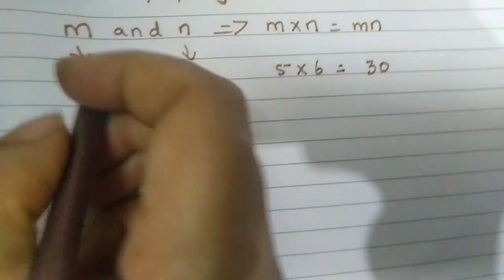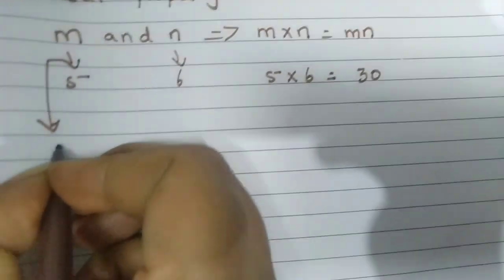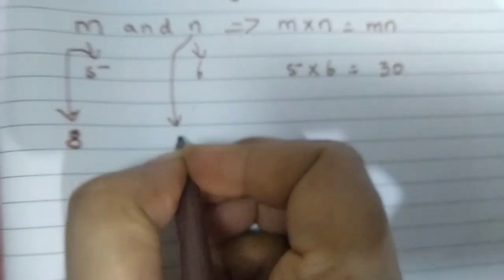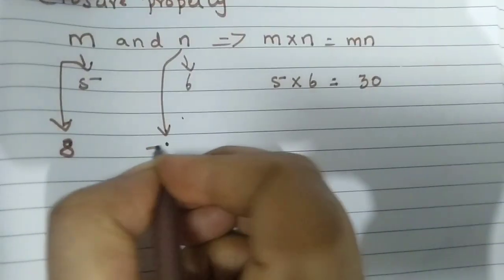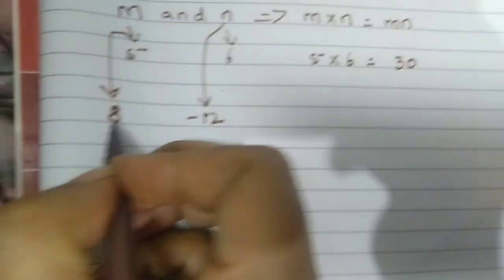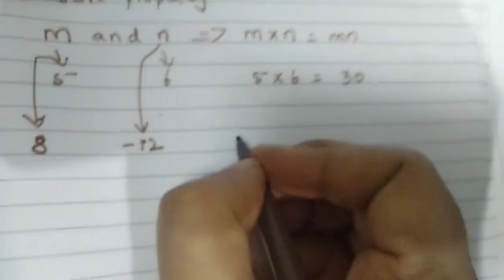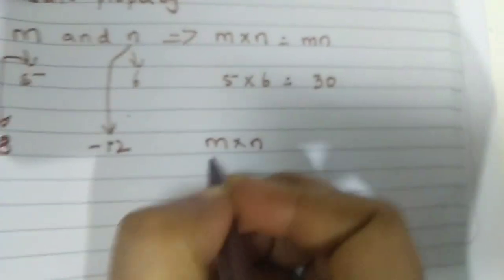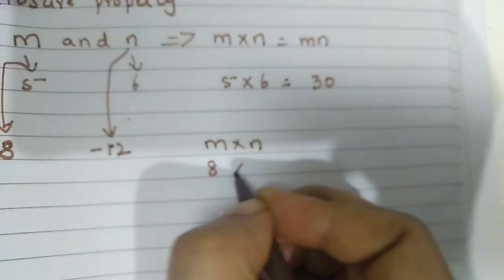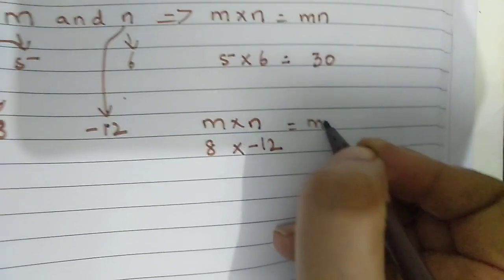Similarly, let's substitute the value of m to be 8 and the value of n to be minus 12. So I have one integer which is a positive integer, and the other integer which is a negative integer. So m is 8 and n is minus 12. It has to give me m into n.